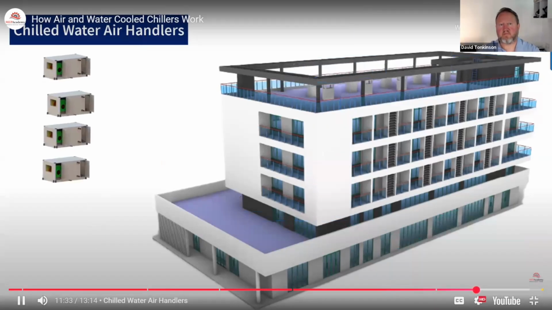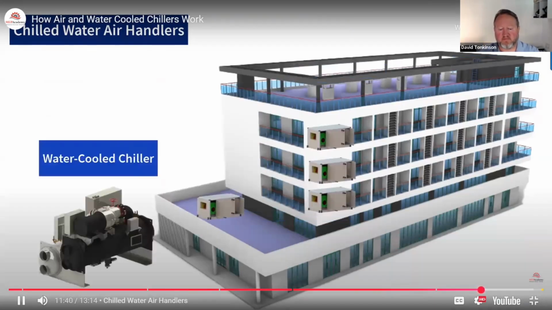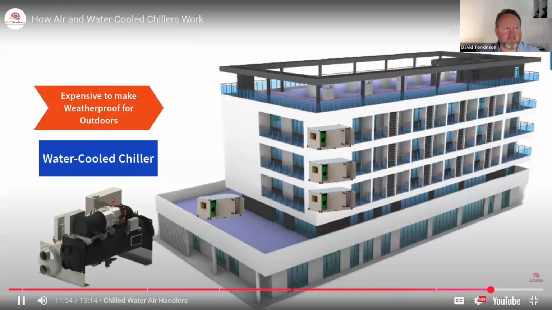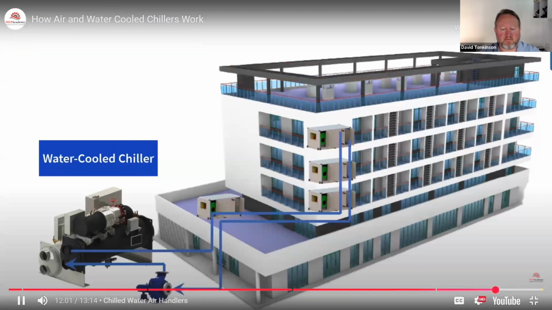Now, if you go to a water-cooled, you've got the same air handlers, one on each floor, multiple on each floor, but then you have a water-cooled chiller. Now, this is not made for outdoors. The majority of these are indoors. You can get them made for outdoors, but that's very rare. The majority of the time, these are indoors. They're in the basement, they're on the first floor, can be on the roof. Wherever you put it, you still need to pump that water from the evaporator to the air handlers.